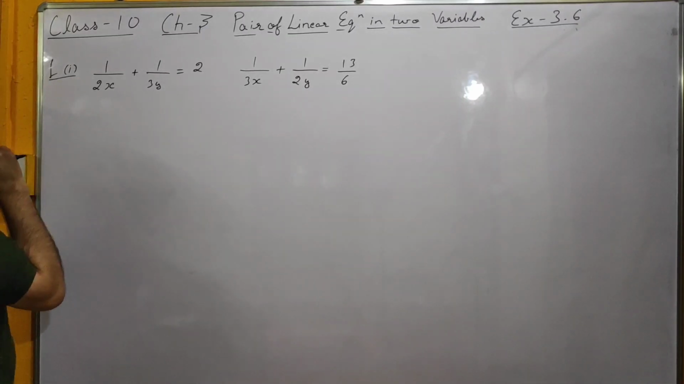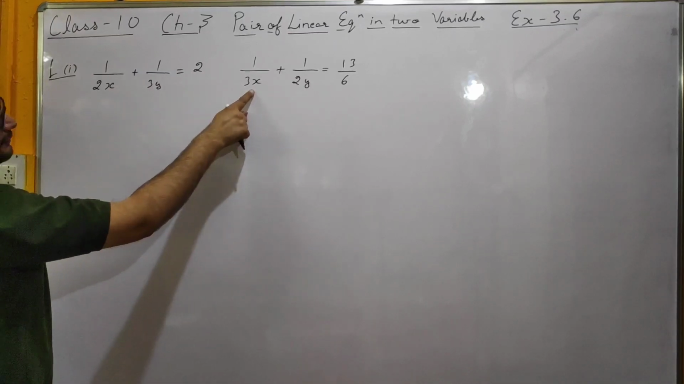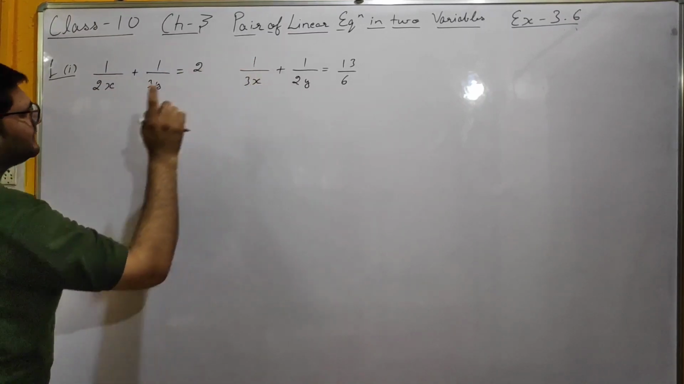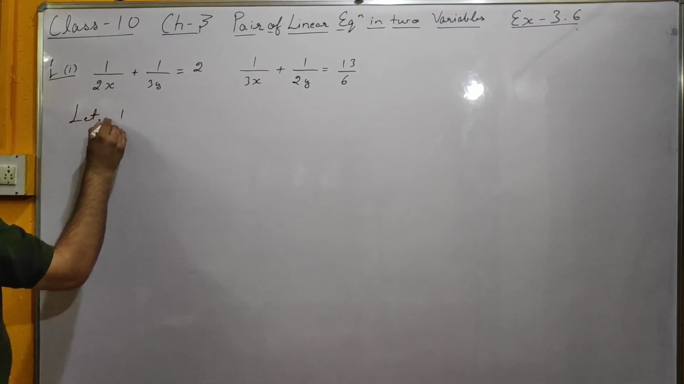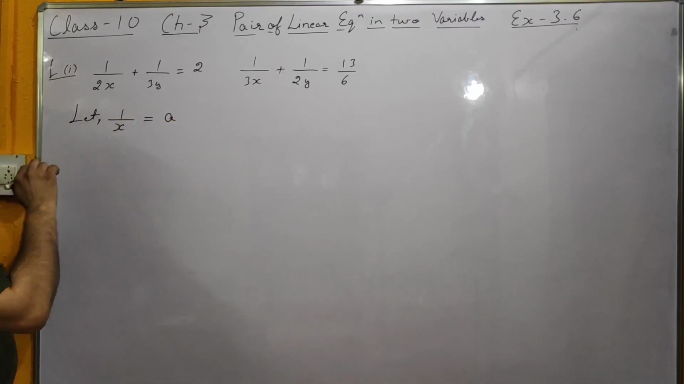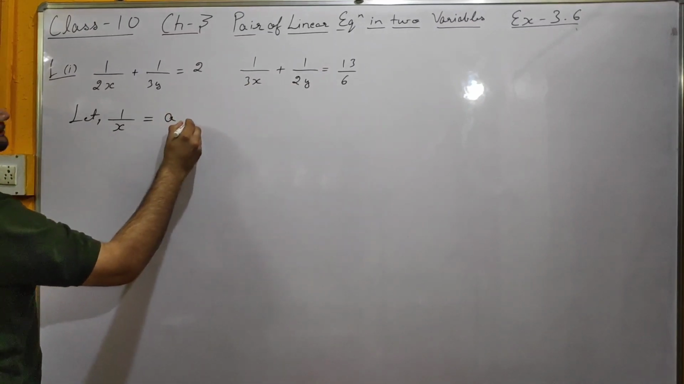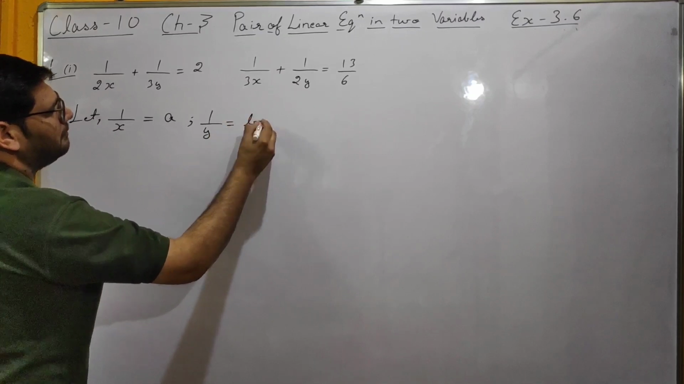Dear students, we can see that 1 by x here and here is common. So we will say let 1 by x equal to a. Now 1 by y and 1 by y, let 1 by y equal to b.